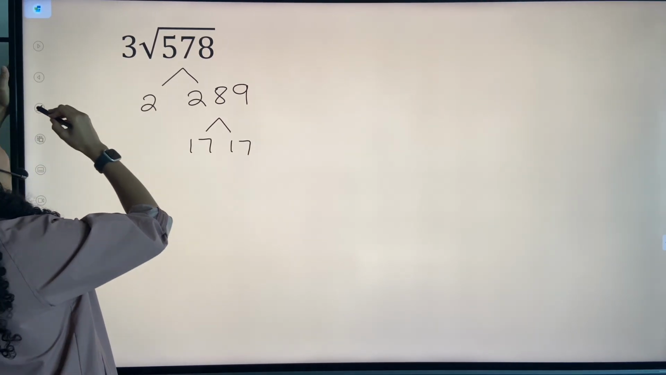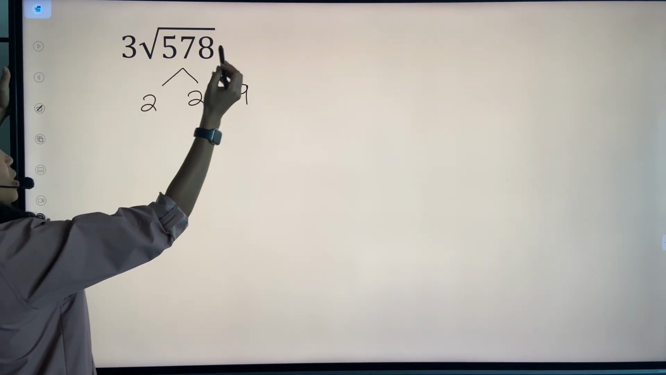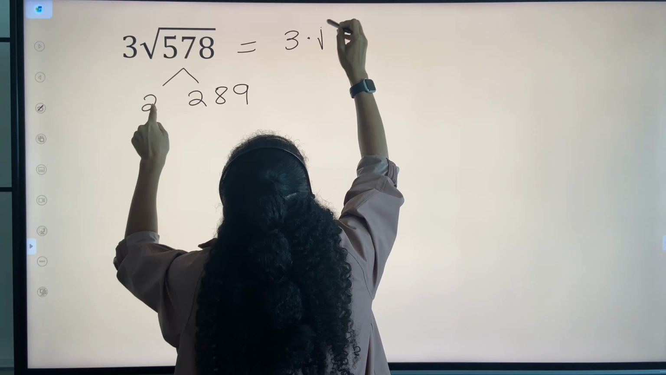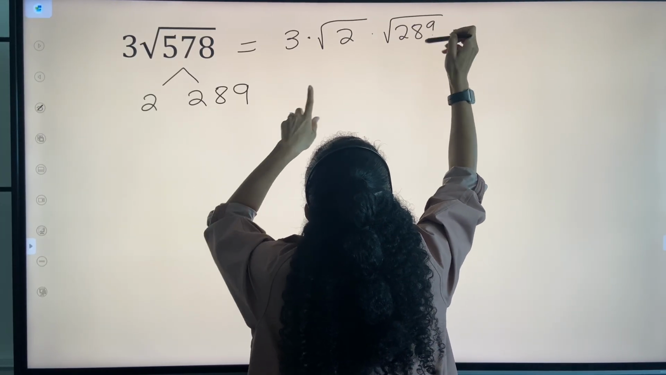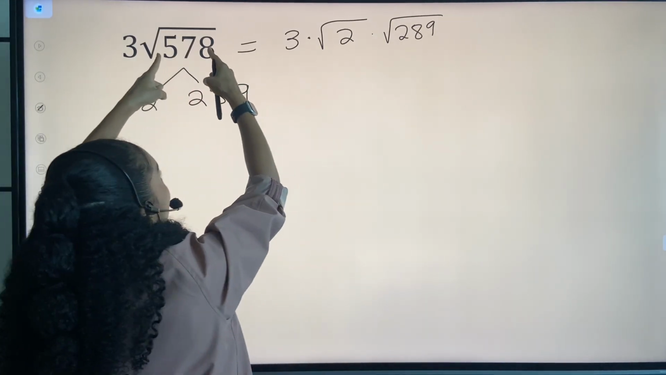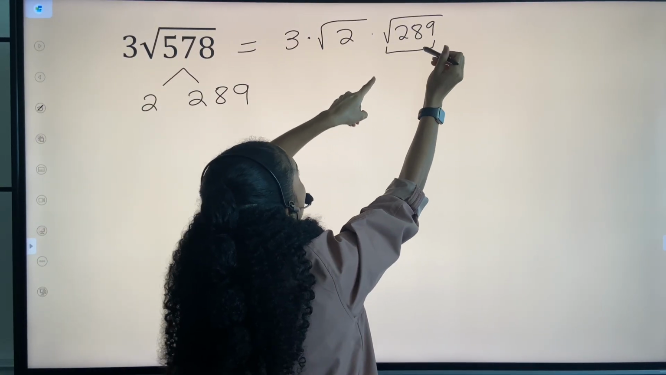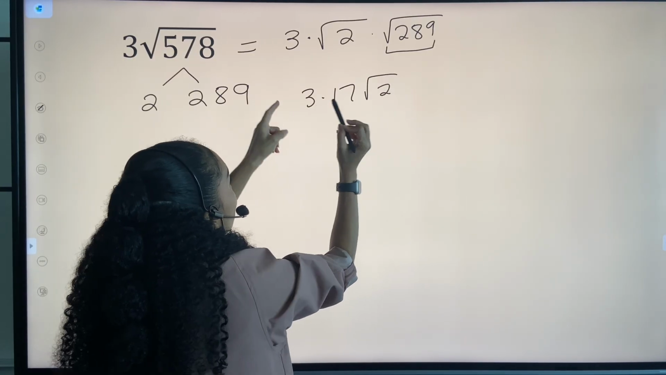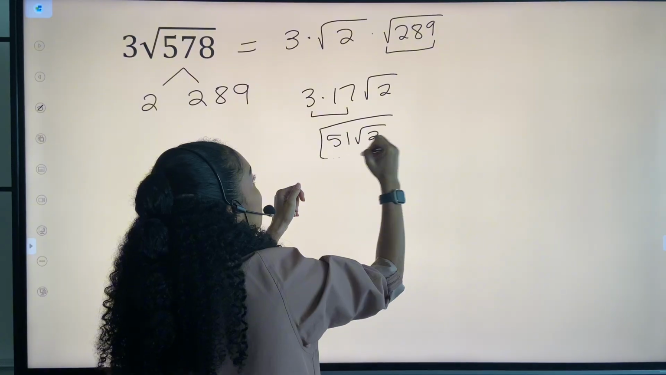Yep. Okay, great. So that means this can be written as 3 times the square root of 2 times the square root of 289. Because these two together is the square root of 578. And you told me that this is 17. So this is 3 times 17 times the square root of 2. 3 times 17 is 51. So this is your answer.